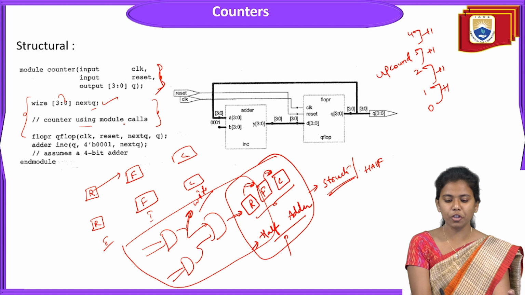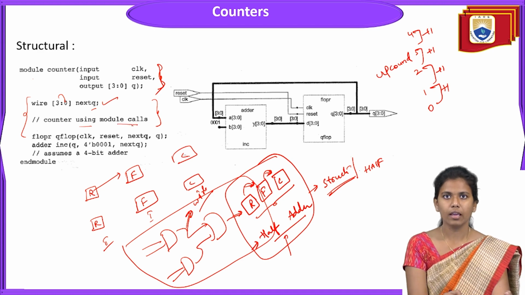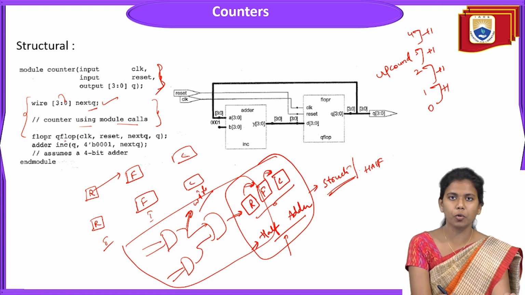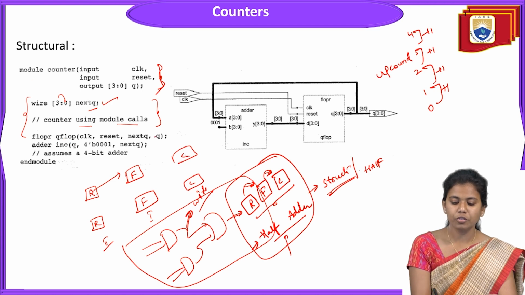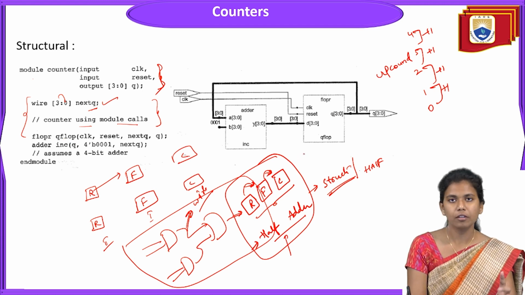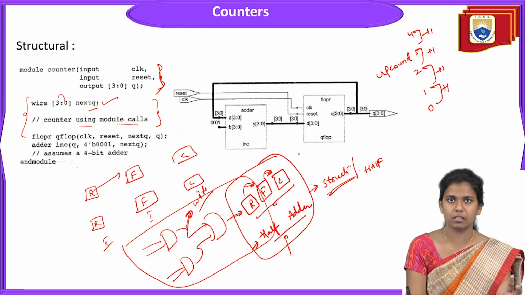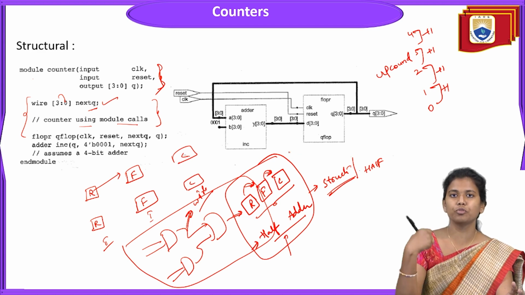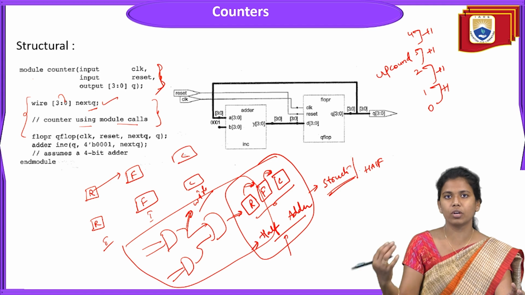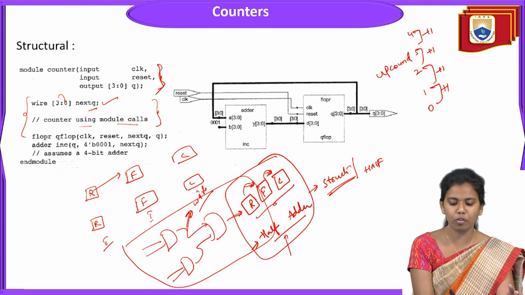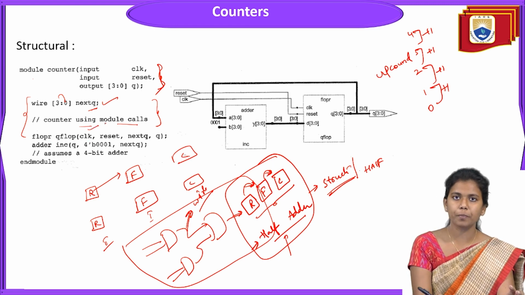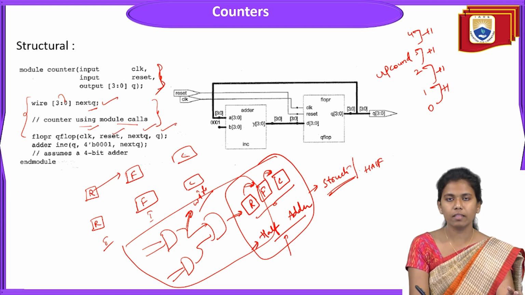So the counter is using module calls. Module calls are nothing but the next_Q. For the flip-flop Q, I'm considering the flip-flop just to store the bits. As we need to count from 0 to 4, I must store the bit and then release a bit, and only then can I go from bottom to top. So for storing purposes, I'm using the flip-flop. For this flip-flop, I have clock, reset, next_Q, and Q.